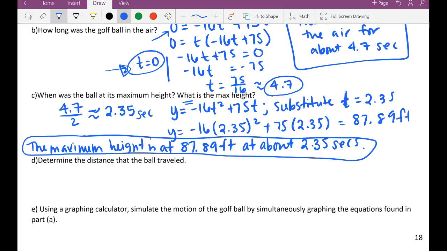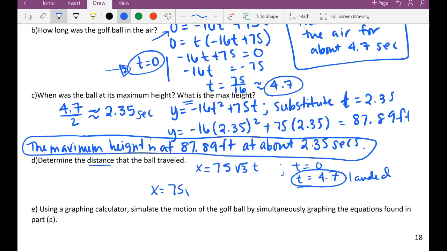Sorry. D, determine the distance that the ball traveled. Okay, distance, horizontal distance is x, and our equation for x from earlier is x equals 75 radical 3 t. And we knew t, remember, t was 4.7. So the total distance that it traveled is when it landed, which is here. It landed at 4.7 seconds, so I'm just going to plug in 4.7. So x equals 75 radical 3 times 4.7.